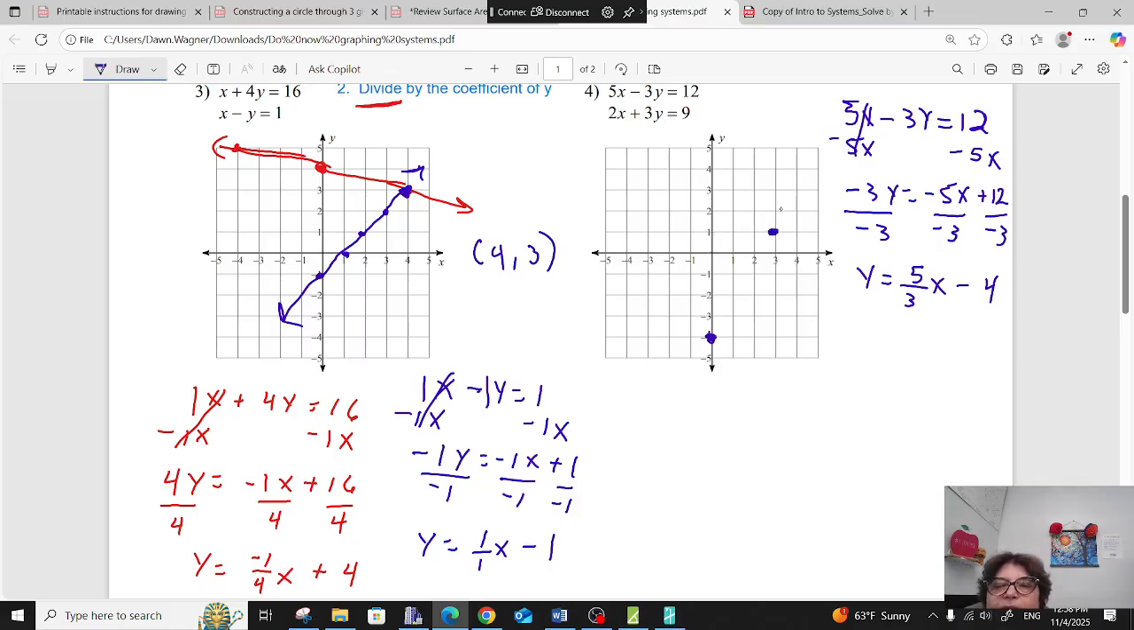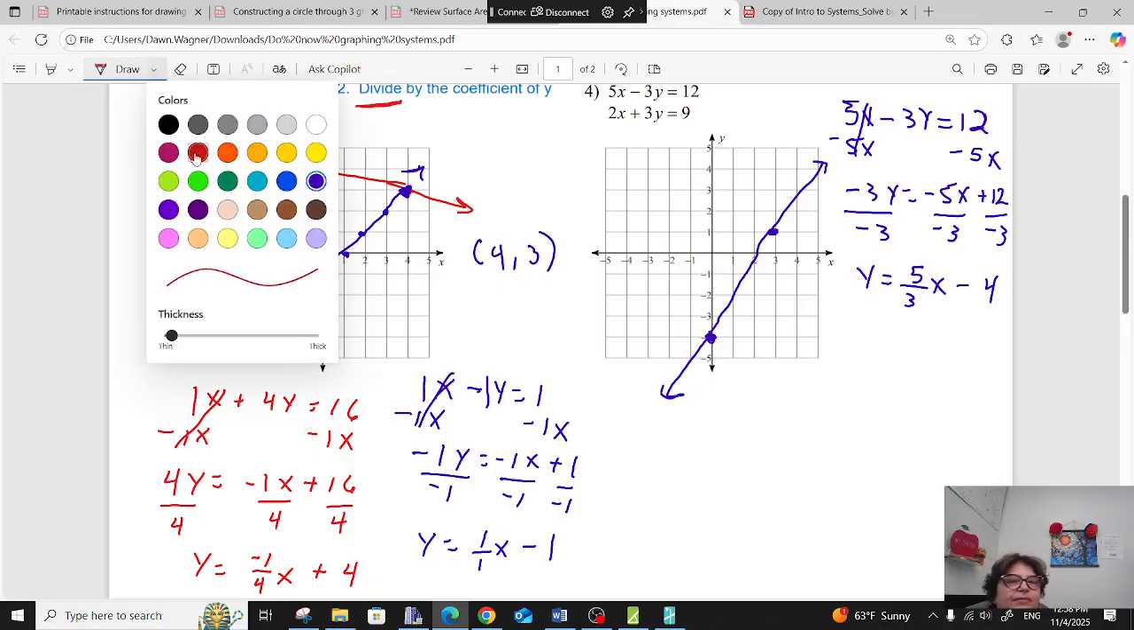I have enough room to do it again. 1, 2, 3. No! I only have those. Okay, so I'm going to draw that line as straight as I can because I don't have a ruler on my computer. Okay, now, do you want to try helping me with this one?